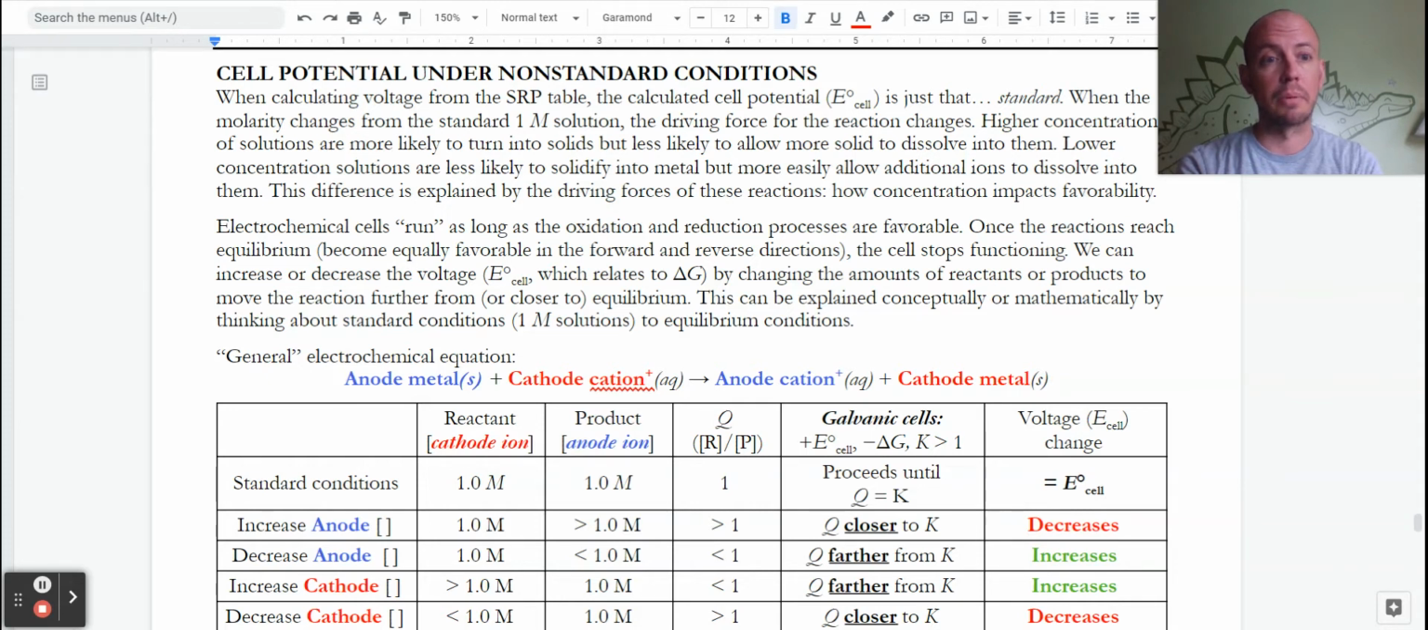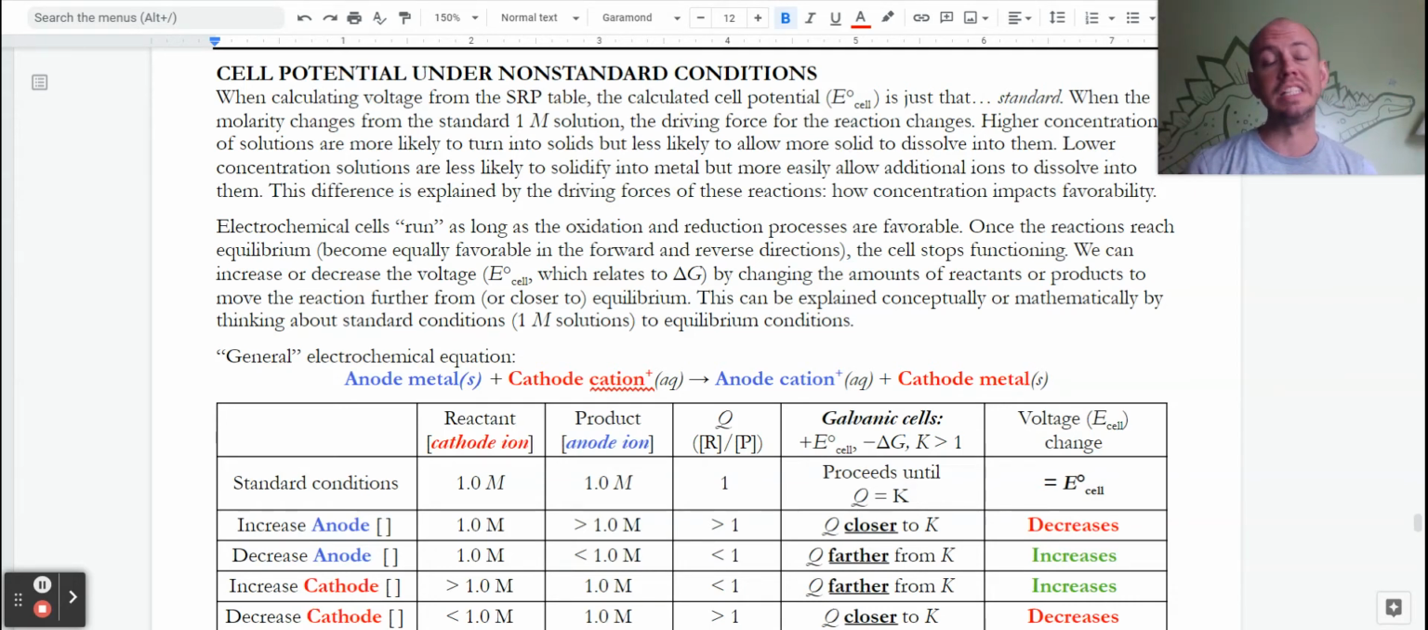When this product is bigger and this is smaller, the reaction is no longer favorable in that direction. So when we make changes, we are either adding or removing some of our cation, or adding or removing some of our anion, and that would make the reaction either more or less favorable.